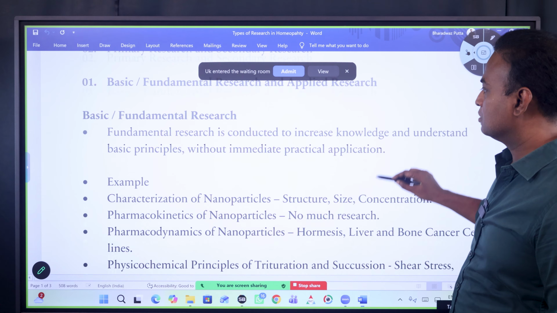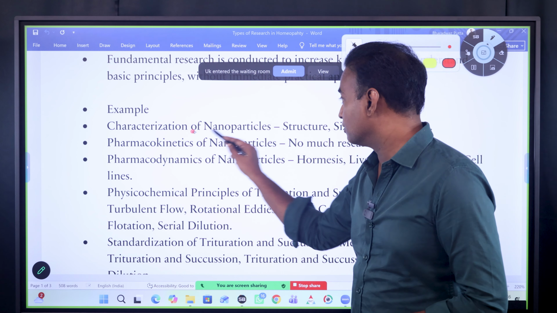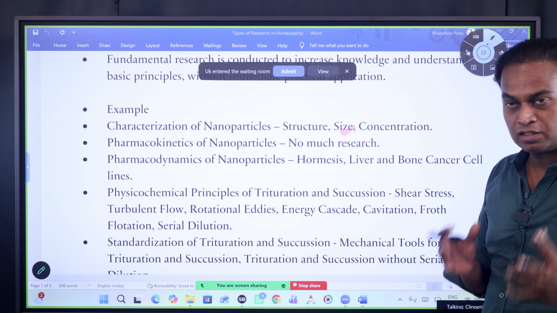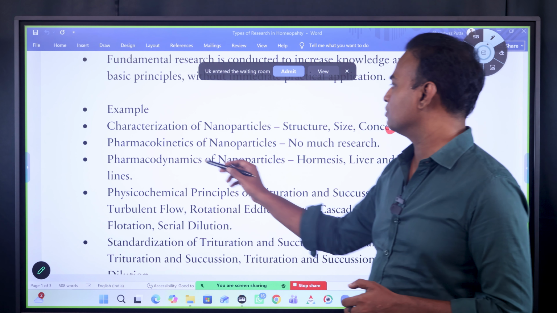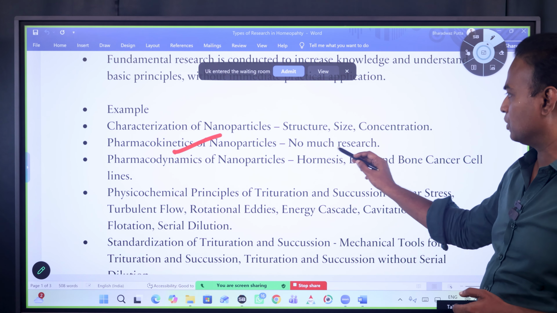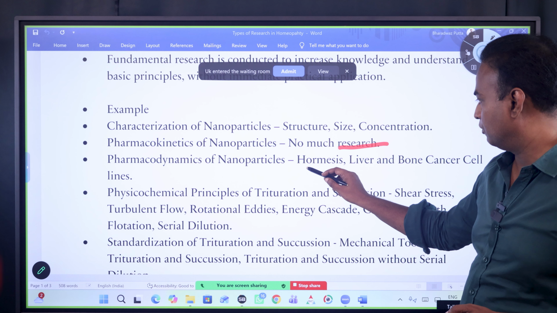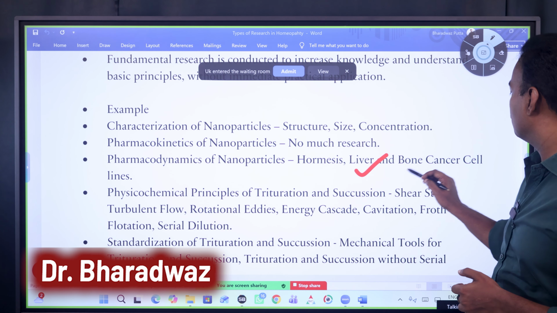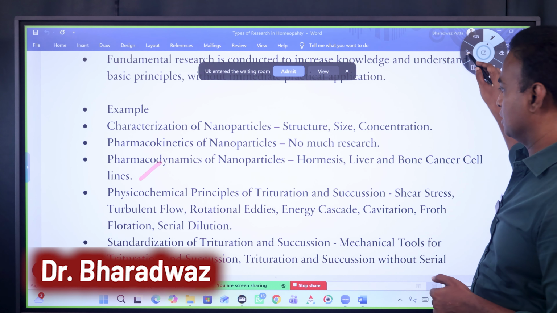What are the examples? You can see here the best examples are characterization of nanoparticles. What is the structure of the nanoparticle? What is the size of the nanoparticle? What is the concentration of the nanoparticle in a given dilution? Another example would be pharmacokinetics of nanoparticles. As of now we don't have much information. And pharmacodynamics of nanoparticles, maybe how it works on hormesis. And there is some research on liver and bone cancer cells on pharmacodynamics. These all come under basic research.